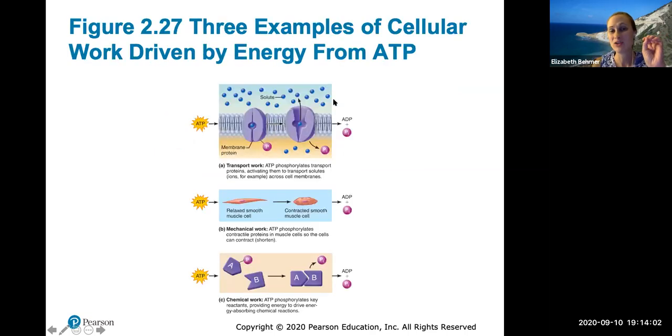This is work driven by energy from ATP, showing in this case the sodium-potassium pump. This shows mechanical work where ATP will phosphorylate or give up a phosphate group to help contraction. And also it provides chemical work when it phosphorylates reactants, meaning it'll add in a phosphate group to a reactant. And that's the end of this whole chapter, I guess, part 2.